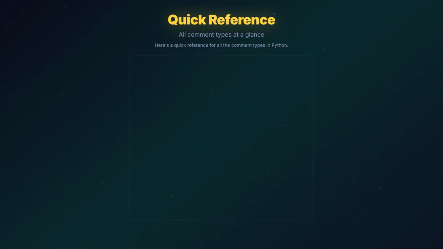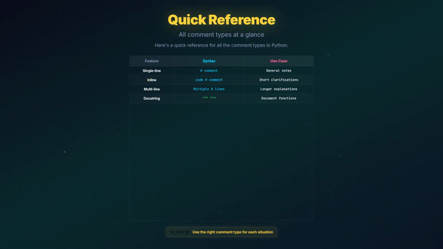Here's a quick reference table summarizing all the comment types we've covered. Single-line comments use the hash symbol and are your go-to for general notes and explanations. Inline comments go after a line of code and are best for short clarifications. Multi-line comments use multiple hash lines for longer explanations. And docstrings use triple quotes inside functions and classes to document them formally. Keep this reference in mind as you write your own Python code. Choose the right comment type for each situation, and your code will be much easier to read and maintain.